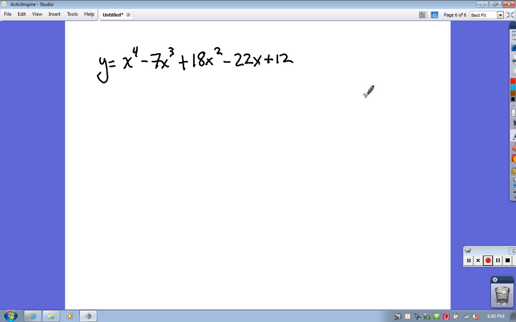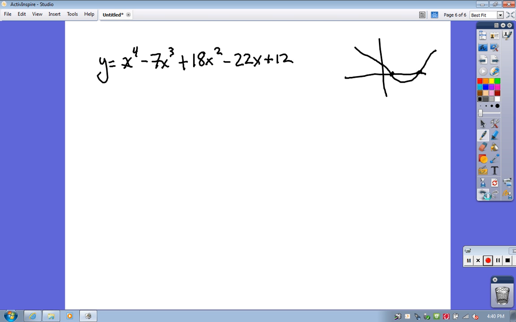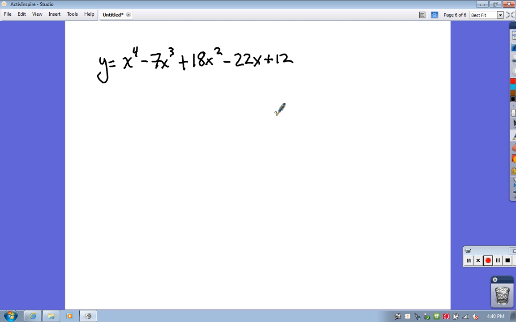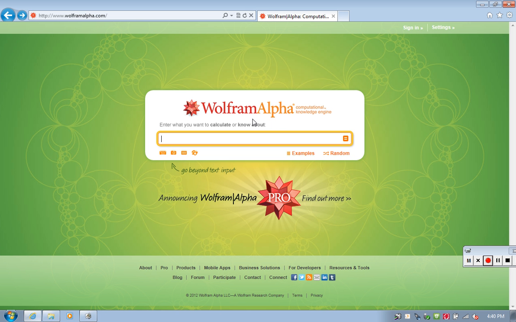We call them zeros because they're the places where the graph of this will cross the x-axis. They're the x-intercepts. They're when y is equal to 0. So one tool that you have is your graphing calculator. You can graph this, use that y equals button and go from there. I don't have an emulator, but I think I'll just use Wolfram Alpha.